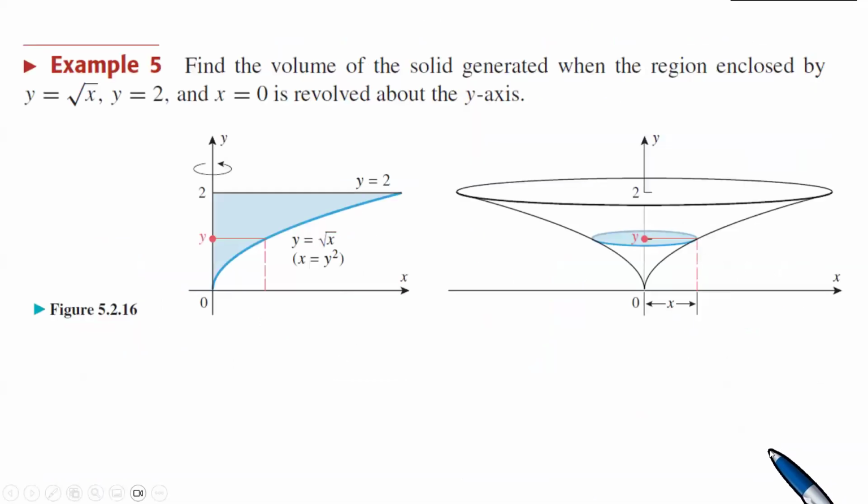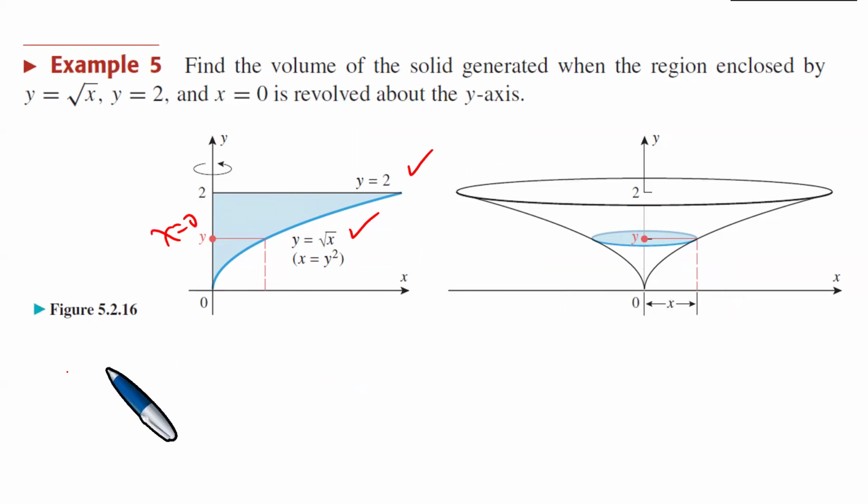Now, I want us to find the volume of the solid generated when the region enclosed by y equals the square root of x, y equals 2, and x equals 0 are revolved about the y-axis, like that. If you do that, then you get exactly this here. This one is very clear, and this method is very useful here, because you can see that whatever you have here is nothing other than a disk.